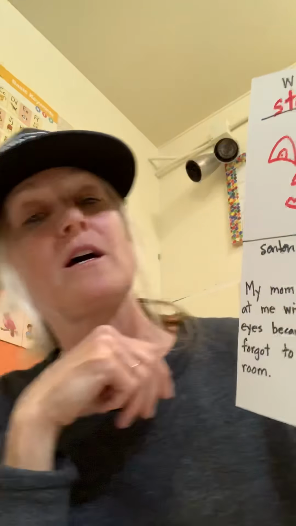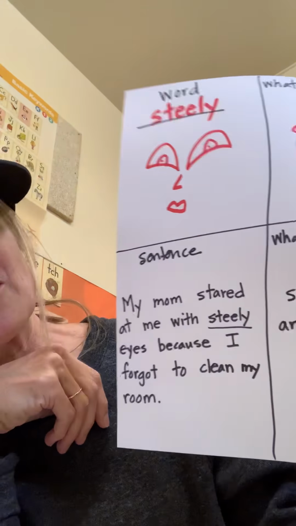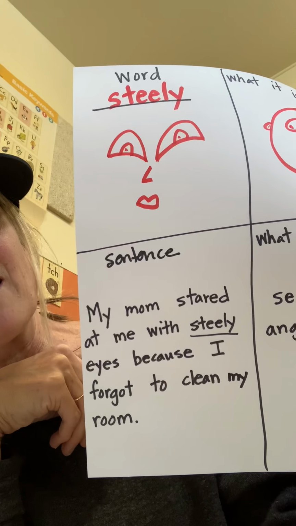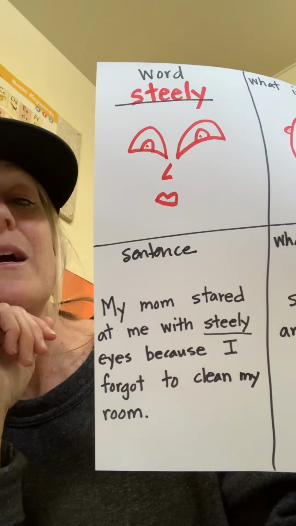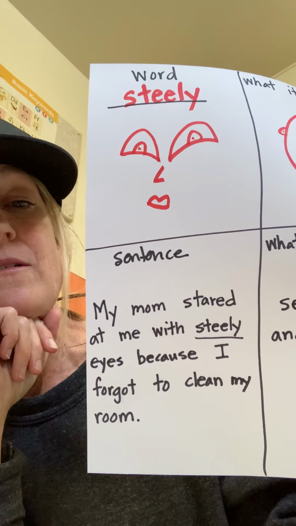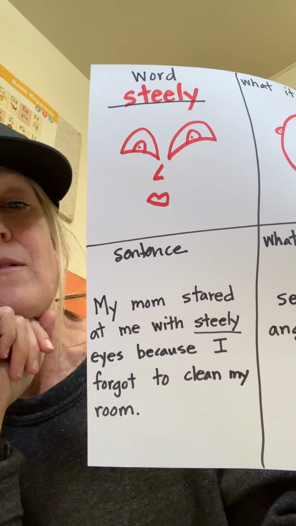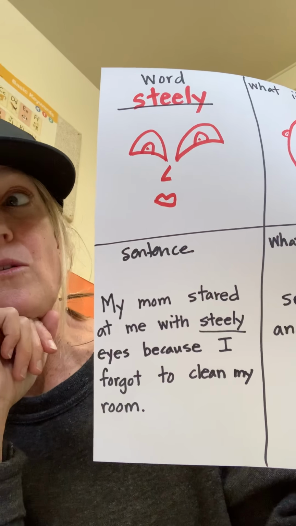Okay, and in your third box, what are you gonna do? You're gonna write a sentence, okay? Using that word steely to describe someone's eyes. I'll show you mine. I wrote, my mom stared at me with steely eyes because I forgot to clean my room. Okay. So go ahead and write a sentence using that word steely. And you can press pause until you're done.